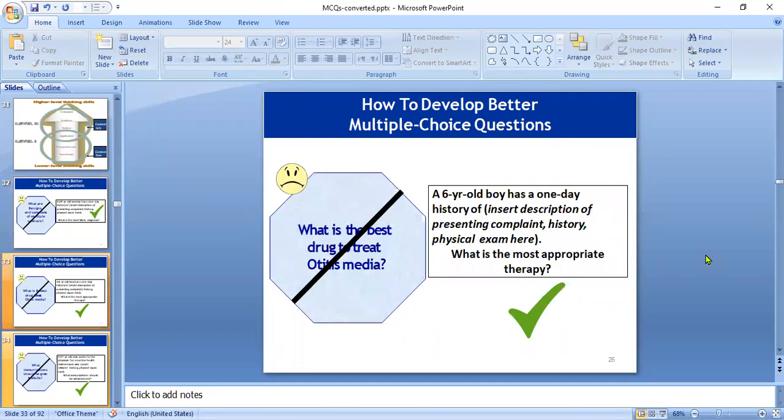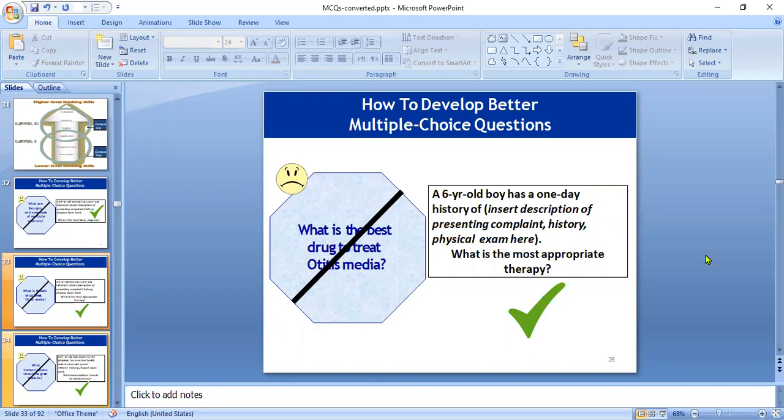So this is another example. We have to read: what is the best drug to treat otitis media? अब यहाँ पर another तरीका है कि उसको हम लिख सकते हैं. This is a 6-year-old boy who has a 1-day history. Insert the description of the presenting complaint and physical exam here. What is the most appropriate therapy? Again, the previous one was regarding the diagnosis. This one is the treatment, and these two are questions of the higher level.